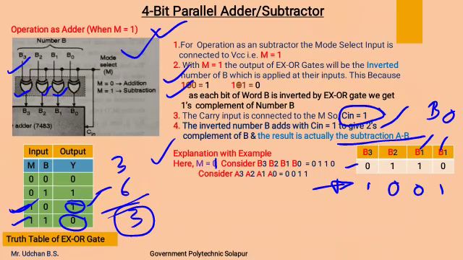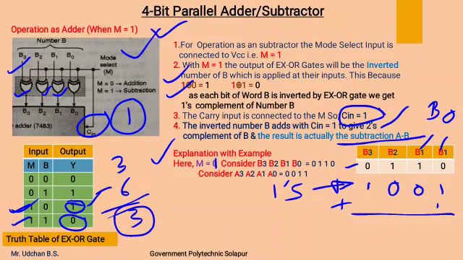Now this is the inverted version of this number B, that is we can call it the 1's complement of B. Now as carry input is connected to M, which is 1, so before starting the addition, this 1 is going to be added into this, which will give you the 2's complement of number B, that is we can get over here 1 plus 1 0, carry 1, 1 1 0 1.